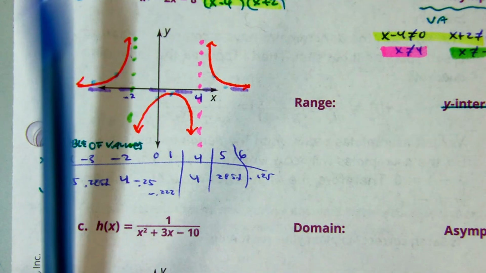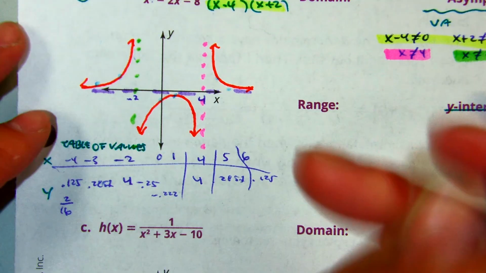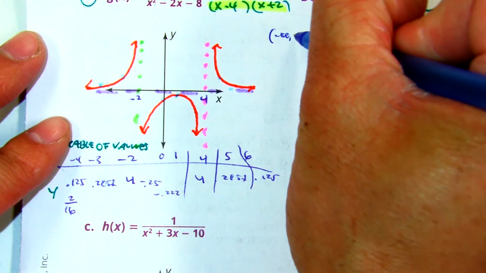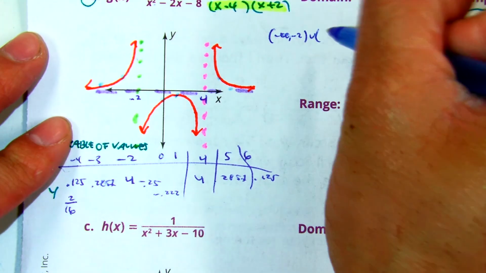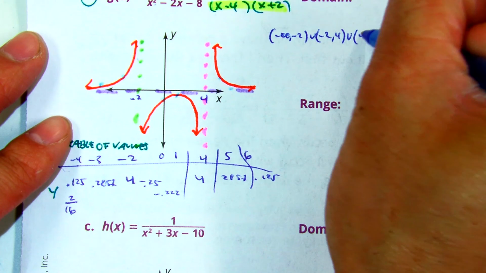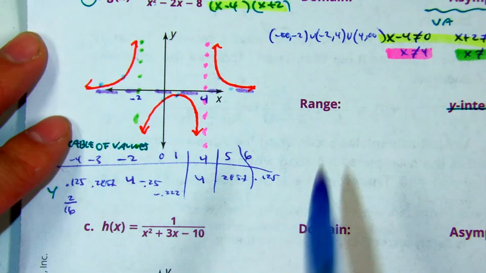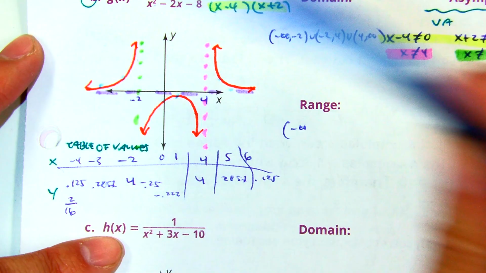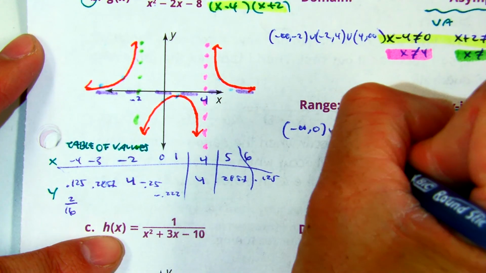Domain, basically the only numbers I can't pick are negative 2 and 4. I'm going to do this really quickly so you guys can go. Negative infinity to negative 2, negative 2 to 4, and then 4 to positive infinity. The range, I can basically pick every single number from the negative bottom to top except for 0. And then 0 to infinity.